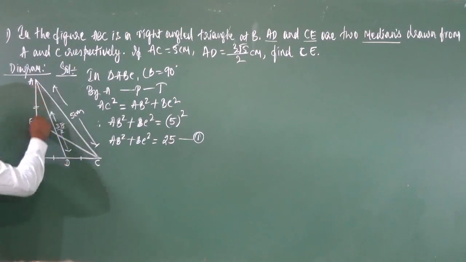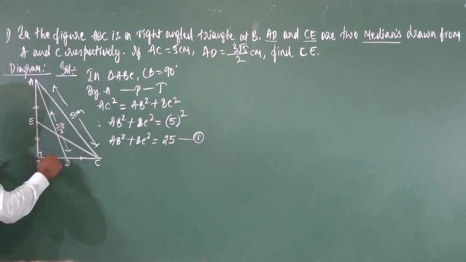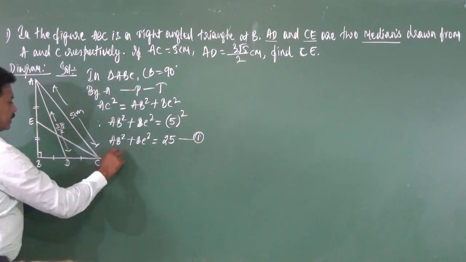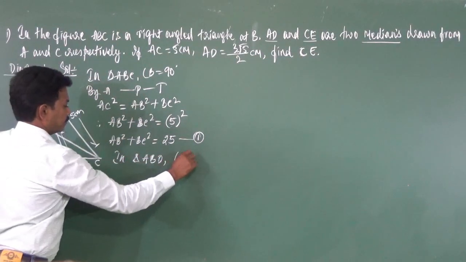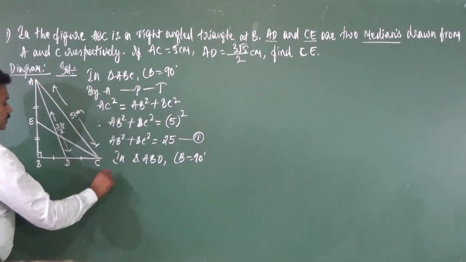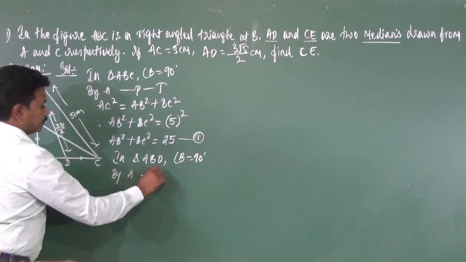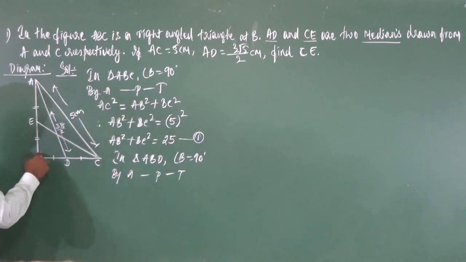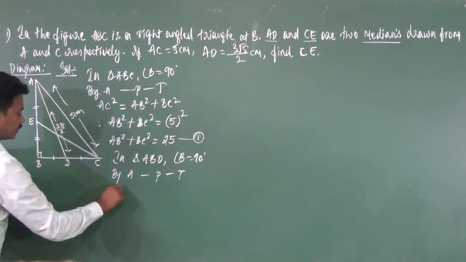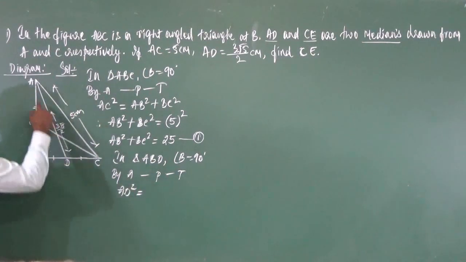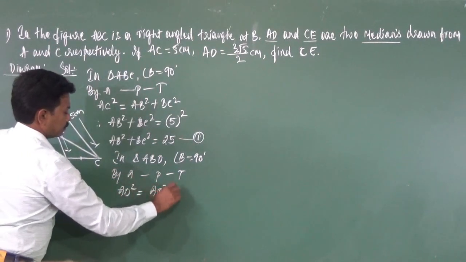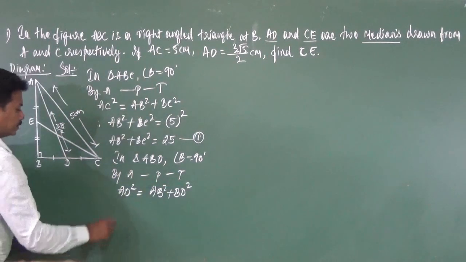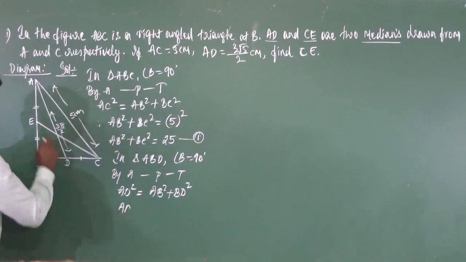Now let us take triangle ABD. It is also a right angle triangle, which is right angle at B. So in triangle ABD, angle B is equal to 90 degrees. By again applying Pythagoras theorem, opposite to 90 degrees is AD square. So AD square is equal to AB square plus BD square. AD square value is given.